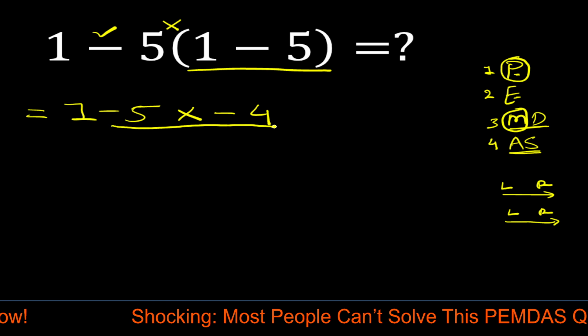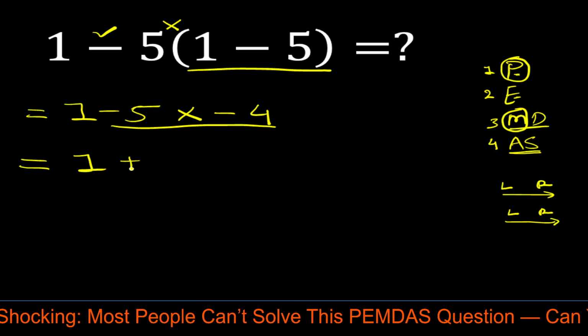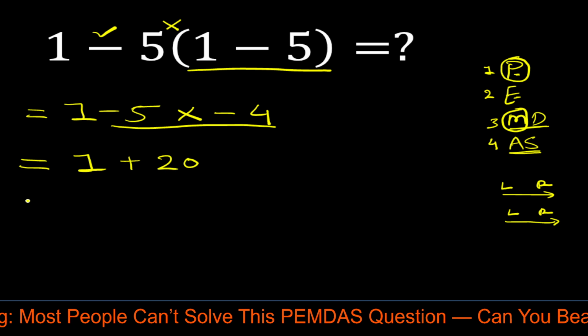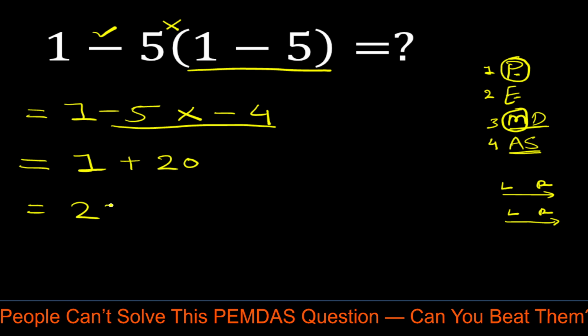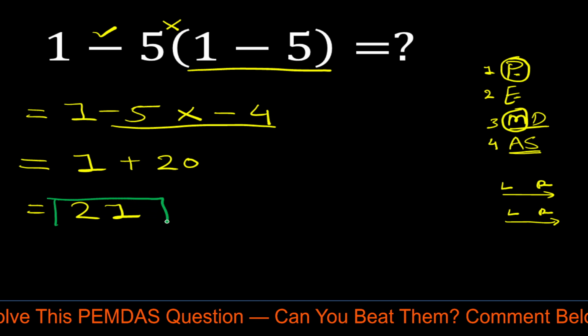So minus 4 times minus 5 is equal to plus 20, right? So 1 plus 20. So 1 plus 20 is equal to 21. So the correct answer is 21, right?